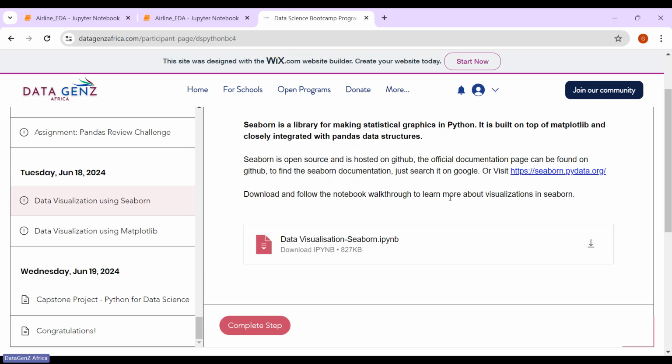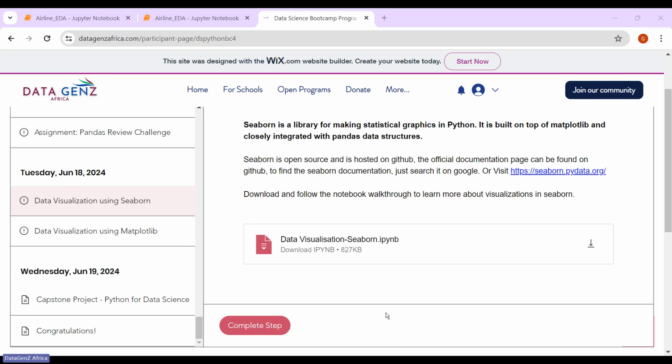Seaborn is a library for making statistical graphics in Python. We have other packages like Matplotlib. It's built on top of Matplotlib, and is closely integrated with Pandas data structures. In the course of your data science or data analysis journey, you'll be doing a lot of visualizations. Part of analysis is to also visualize your data sets. You want to ensure that your users have a graphical concept of all the investigations you've made on your data set. That's part of the essence of visualization.